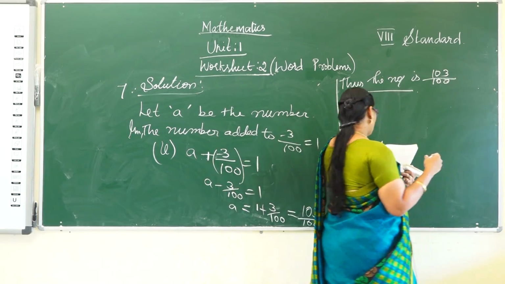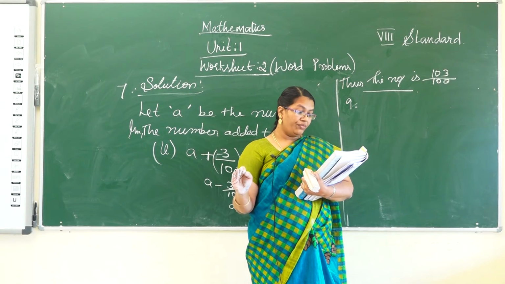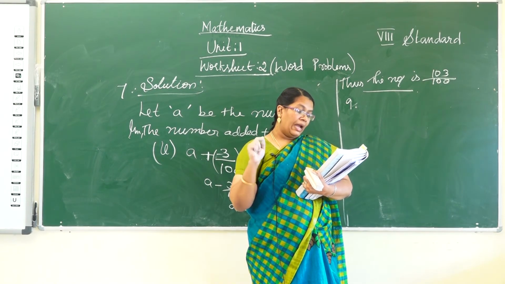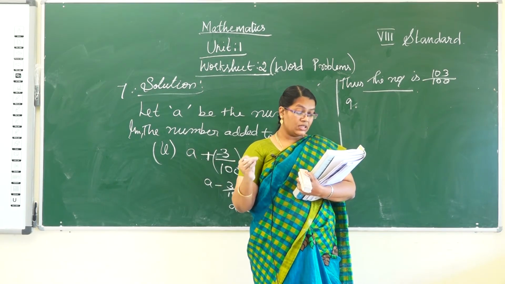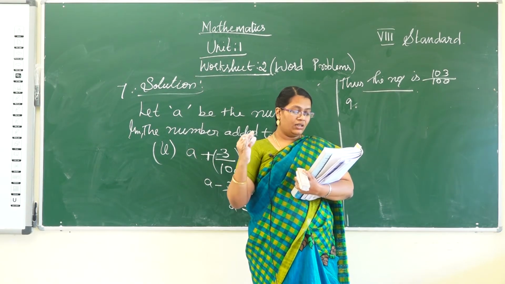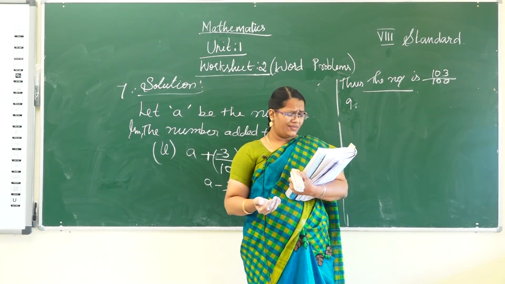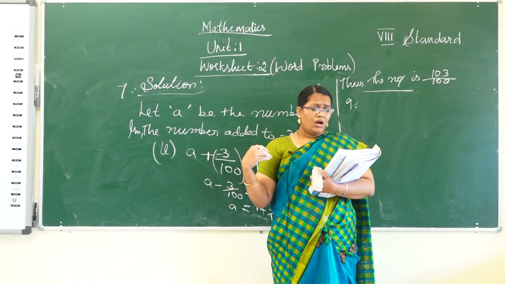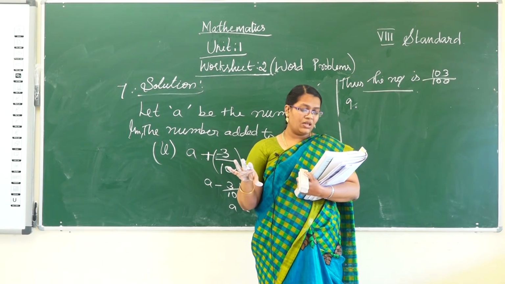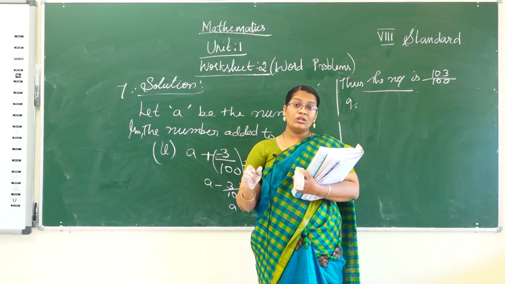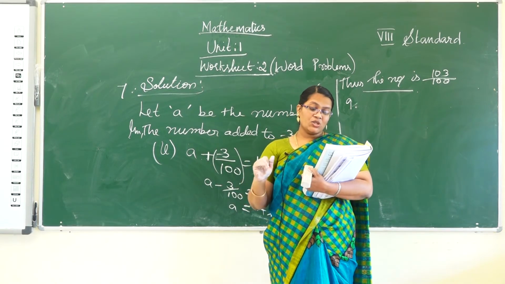What is given in the 9th one? A cyclist travels 1245 by 4 kilometers in 83 by 2 hours. The distance traveled is the distance covered, so distance is given. Okay. And also hours. Hours means time. How much time is consumed, that time is given. Find the speed. Already you know the formula for speed. What is the formula for speed? Speed is equal to distance by time.